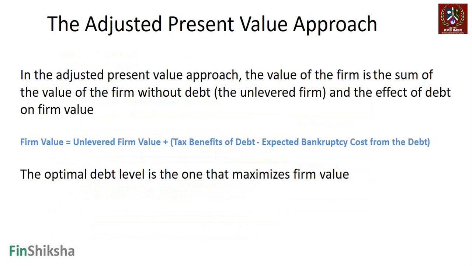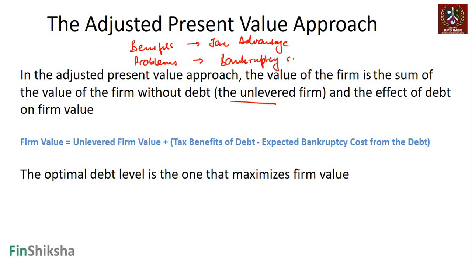Now, in the adjusted present value approach, the value of the firm is nothing but the sum of the value of the firm without debt and the effect of debt on firm value, right? So there are two effects of debt on the firm value. In terms of benefits, the debt gives you a tax advantage, so it gives you a tax benefit. In terms of problems or the negative effects or disadvantages, there is a bankruptcy cost that comes in, right?